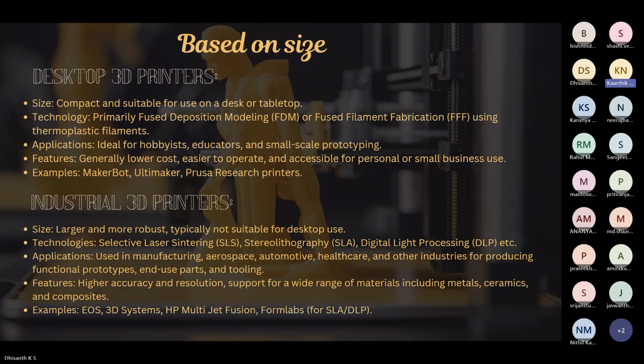Okay, the next one, based on size: desktop 3D printers and industrial 3D printers. Like the name says, desktop is small size and industrial is for big size 3D printers. Desktop 3D printers are compact and suitable for use on a desk or tabletop. They are easily portable. And the technology we use here is FDM, FFF, using thermoplastic filaments.